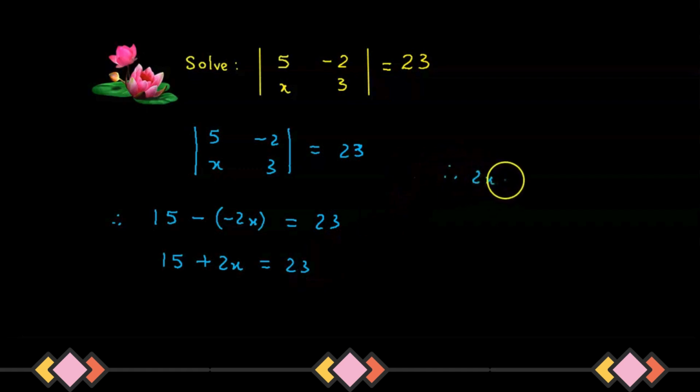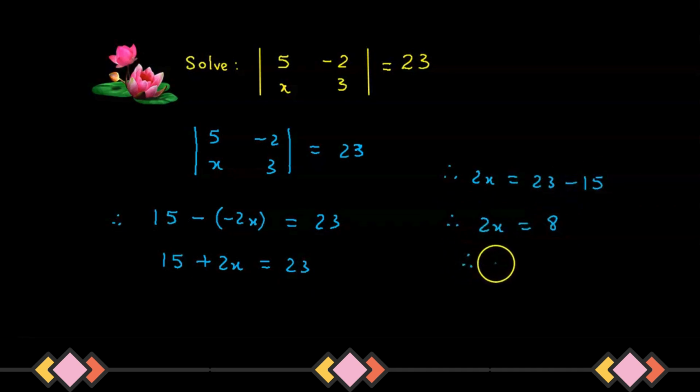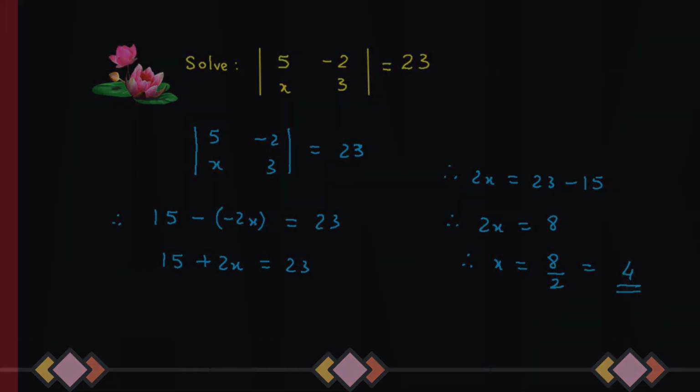Therefore 2x is equal to ये 15 इधर subtract कर देते हैं. So 23 minus 15. Therefore 2x is equal to ये जो difference है ये है 8 and hence we have x is equal to 8 divided by 2 which is equal to 4.